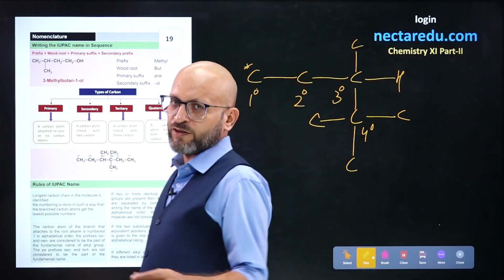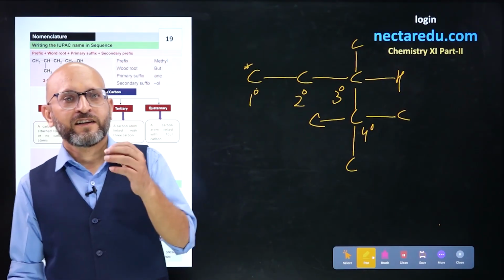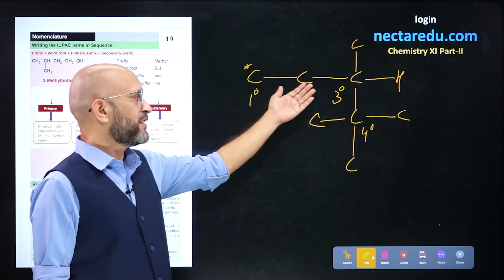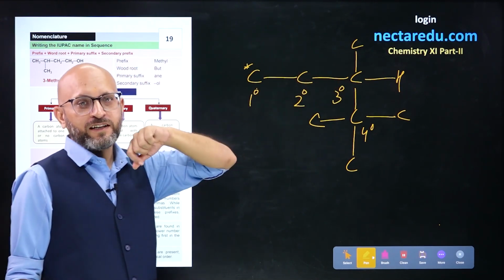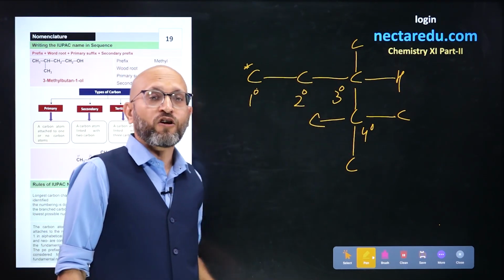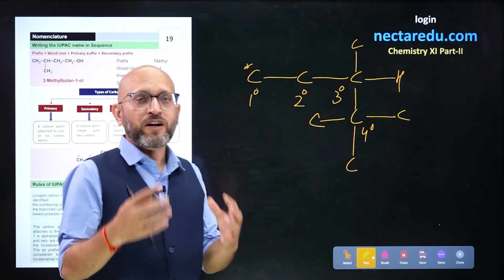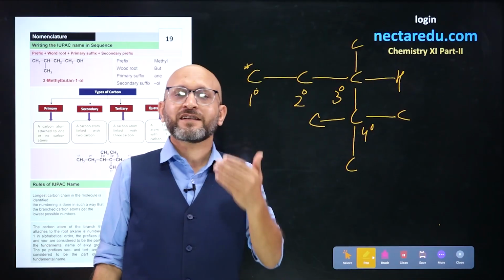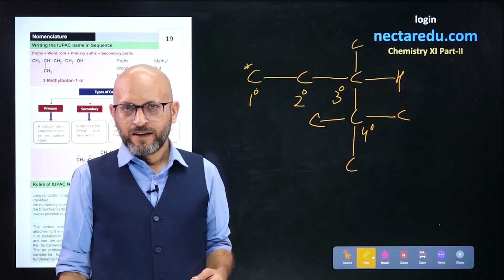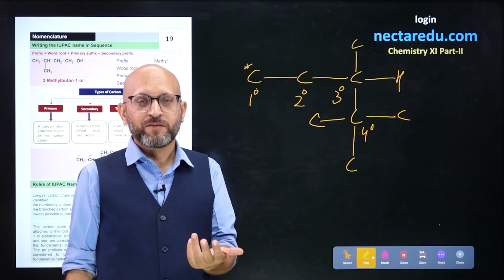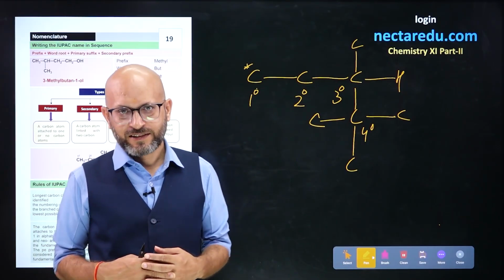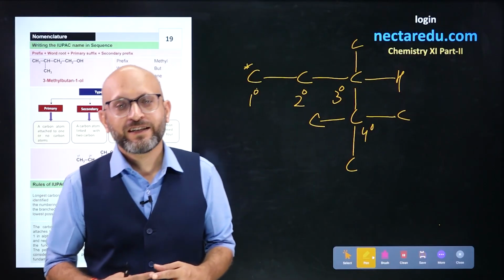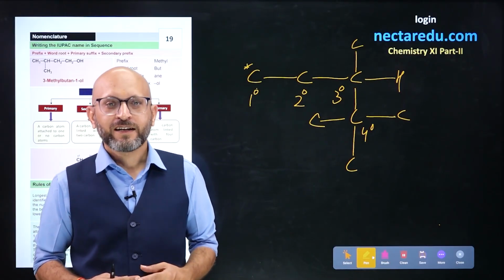So the number of other carbons a carbon is connected to represents the degree of carbon. So we have primary degree carbon, secondary degree carbon, tertiary degree carbon, and we have quaternary or 4 degree carbon. The number of carbon atoms a particular carbon is connected to is known as the degree of that carbon. 1 degree carbon is called primary carbon, 2 degree carbon is called secondary carbon, 3 degree carbon is known as tertiary carbon, and 4 degree carbon is quaternary carbon.